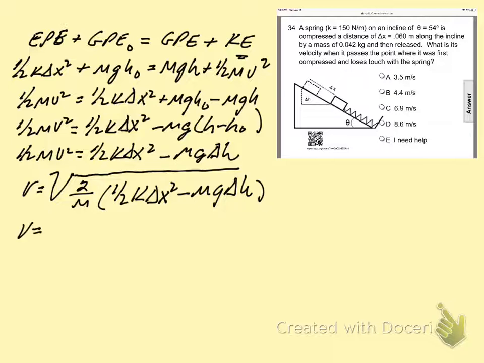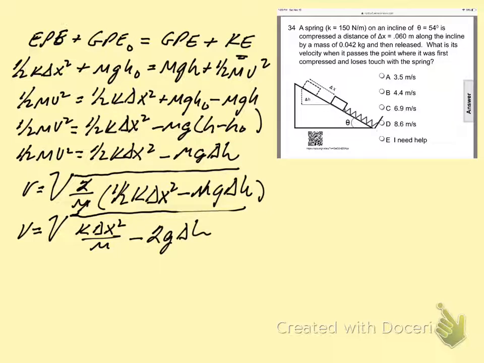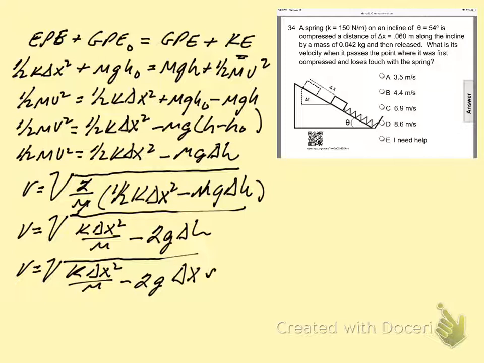All right, and to simplify this a little bit further, we would multiply everything by 2. So the 2 and the 1/2 are going to cancel, and we're left with k delta x squared over m, and the m is going to cancel here, but we still have the 2, so it would be 2g delta h. Now we can get rid of the delta h. k delta x squared over m minus 2g, and for delta h, we can say it'd be equal to delta x sine theta.